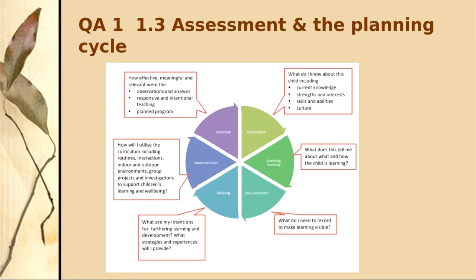Here we are again, another representation of assessment and planning cycles, which is essentially part of the same as the early years learning framework representation that we looked at last week. What do I know about this child? This is what you'll be thinking about in your planning. What's their current knowledge? What are their strengths and interests, skills and abilities, culture? What does this tell me about what and how the child is learning? And what do I need to record to make learning visible? We'll be looking at that in the next presentation after the break.